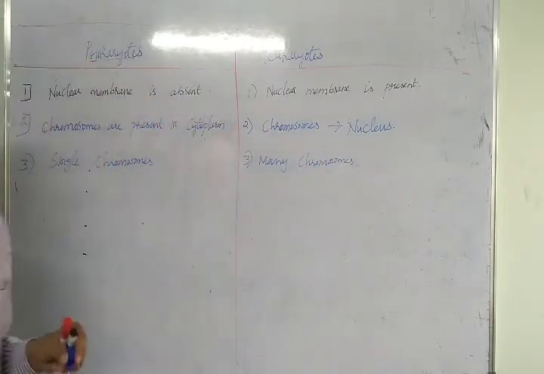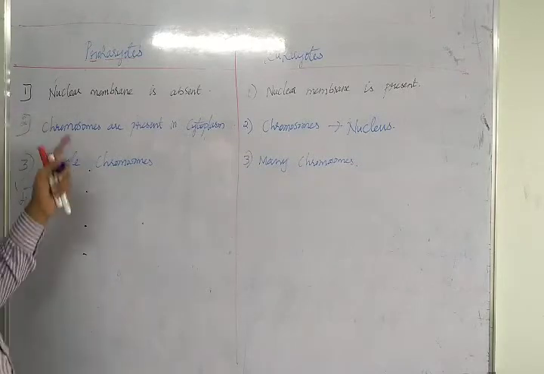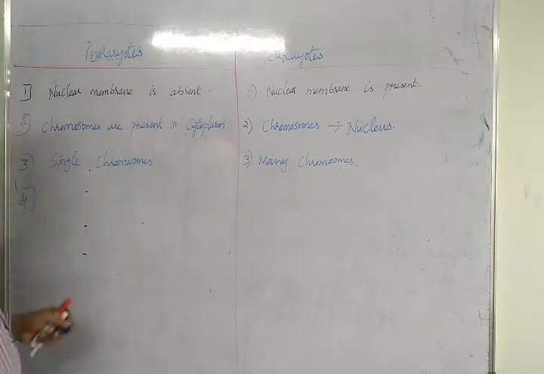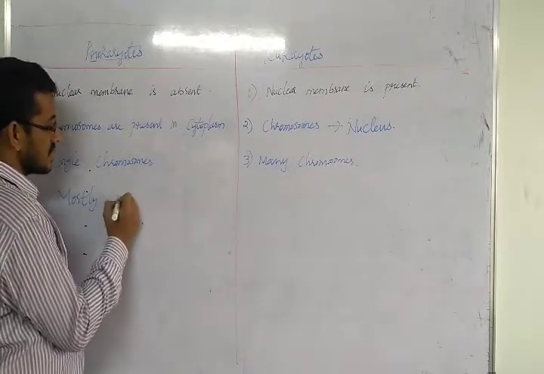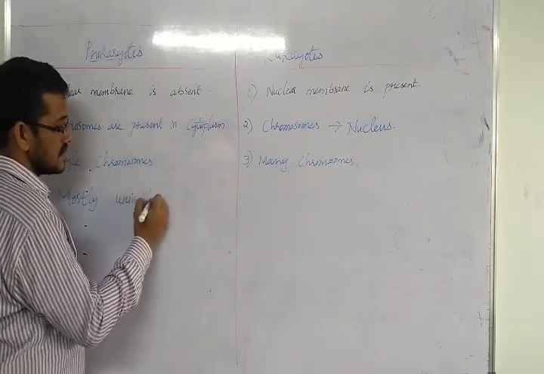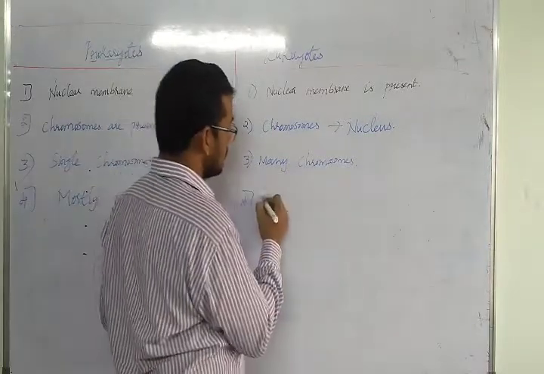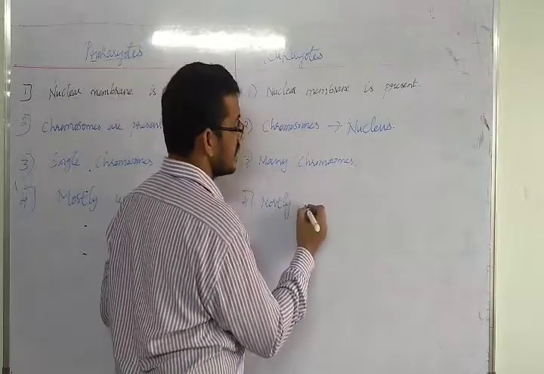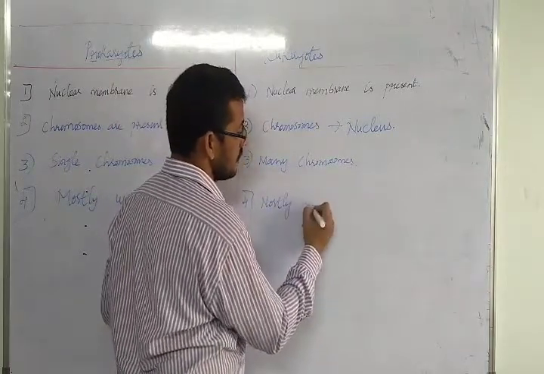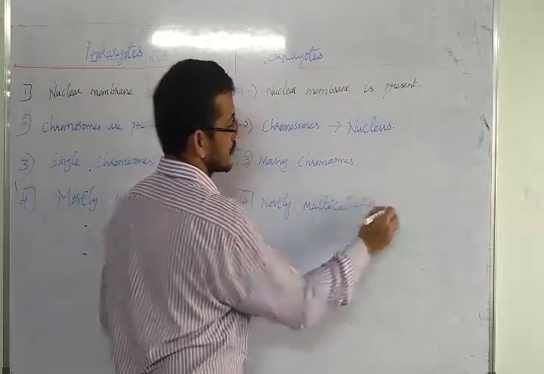Next, prokaryotic cells are mostly unicellular. These are mostly single-celled organisms, unicellular. And these are mostly multicellular, which means the organism is made up of many cells. So multicellular. Okay, children.